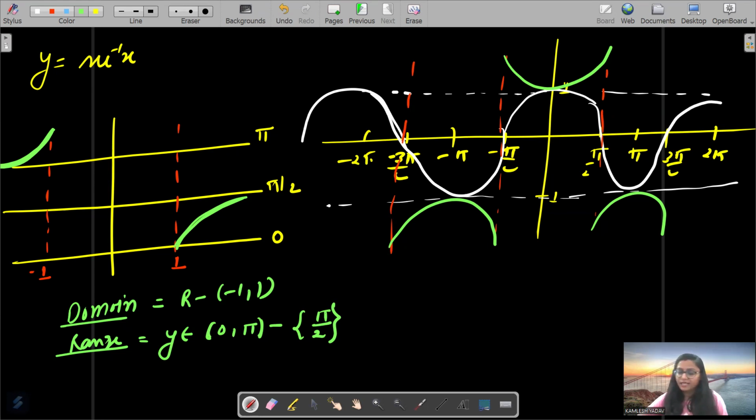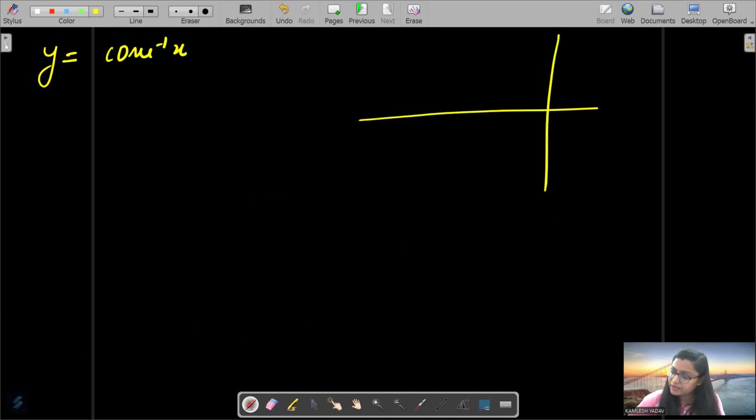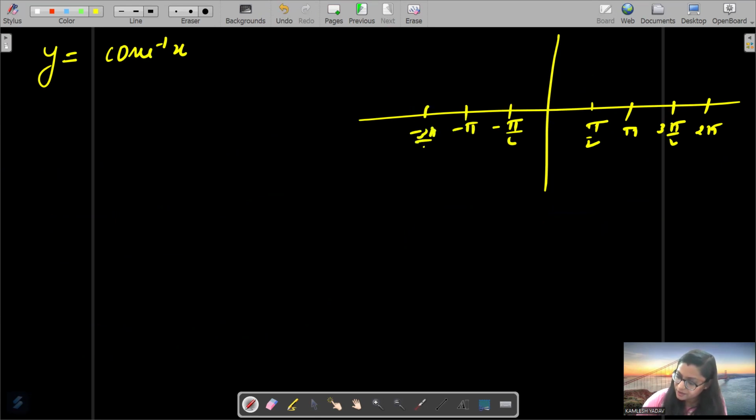Then we go for the last graph. The last graph is y equal to cosec inverse x. We know the graph of cosec x, so first we draw the graph of sin x. Pi by 2, pi, 3 pi by 2, then 2 pi, minus pi by 2, minus pi, minus 3 pi by 2, and the last one is minus 2 pi, and so on. Then this point is 1 and minus 1. So the graph of sin x is like this.